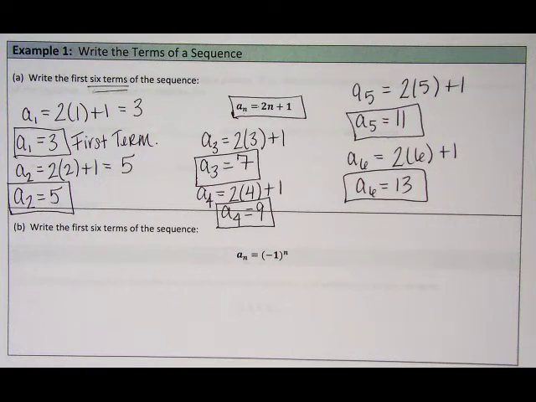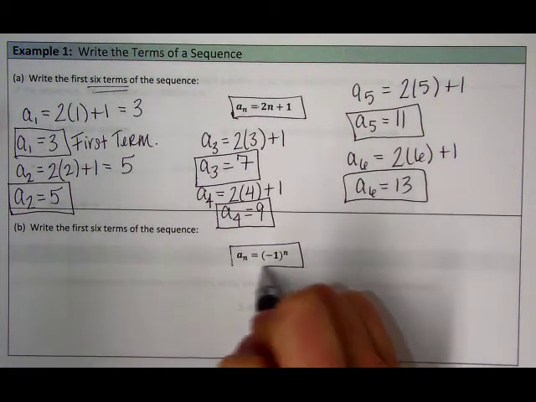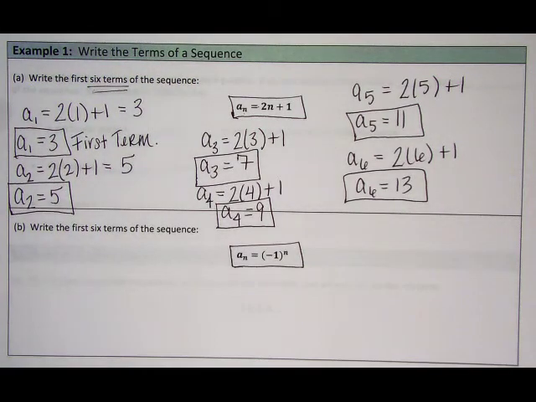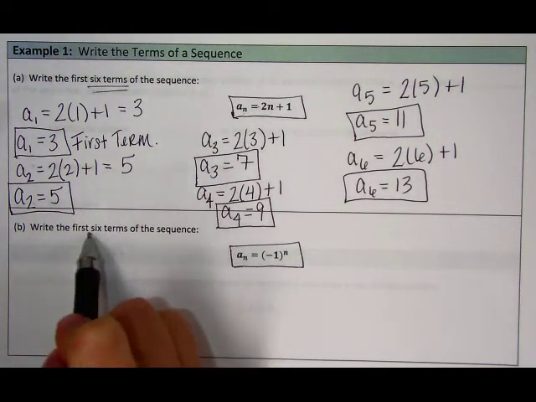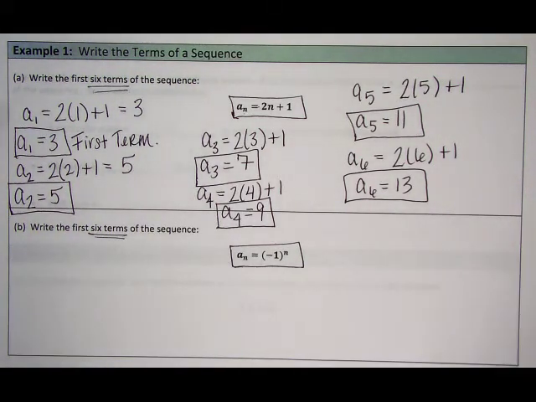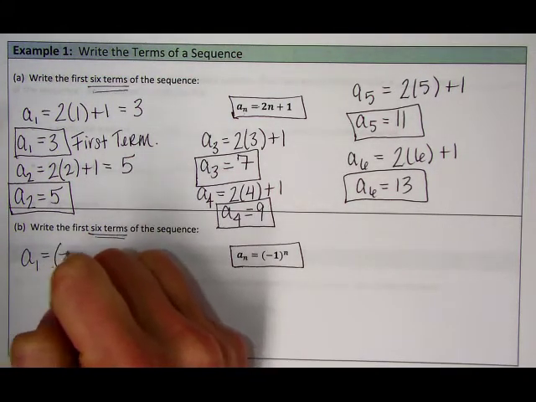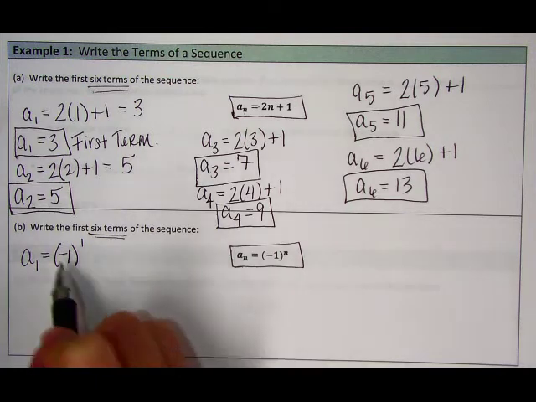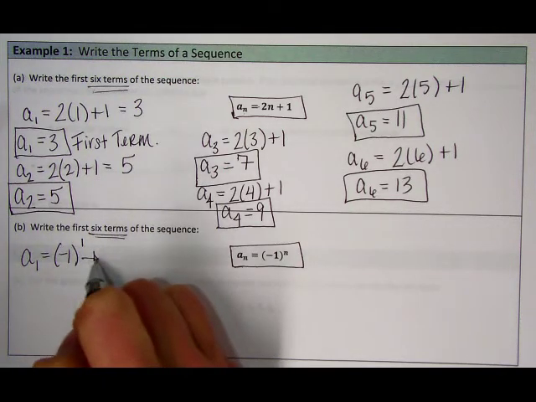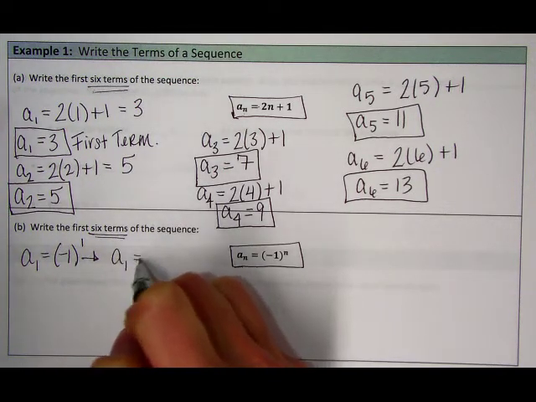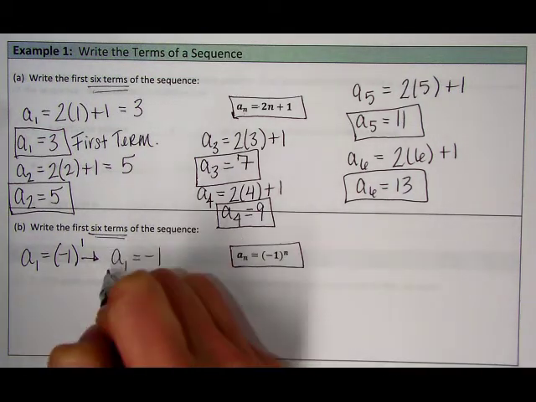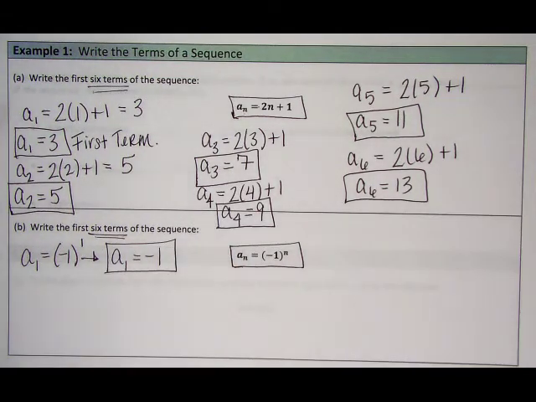Okay, so let's see how you guys did in example 1, letter B. So again, in letter B, we are writing the first 6 terms of the sequence. So obviously we're given the rule right there, and we want to come up with what the first 6 terms are of that sequence. So if I plug in 1, my first term, into this equation, I get -1 to the first power. Well, -1 to the first power is the same thing as -1. So my first term should be -1.